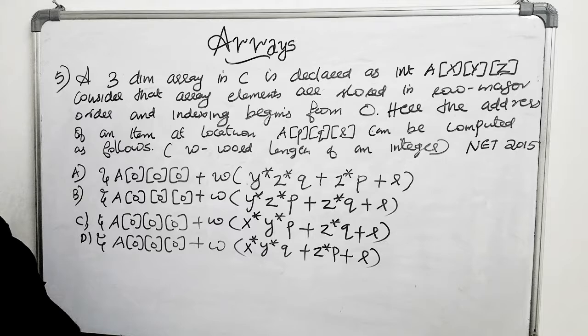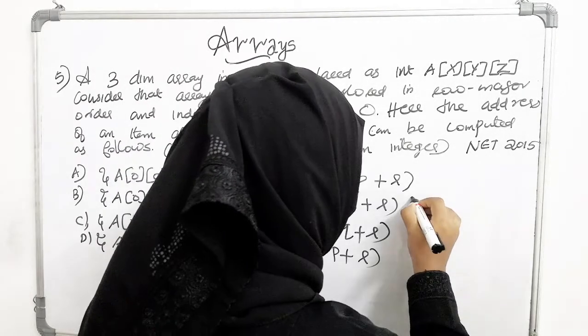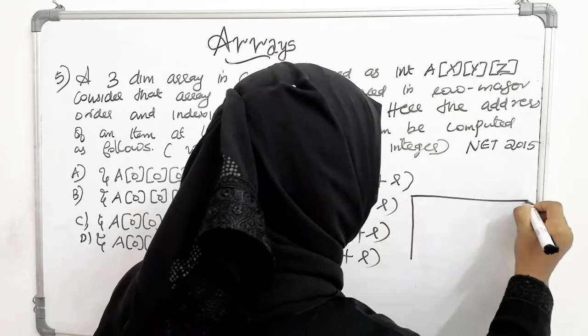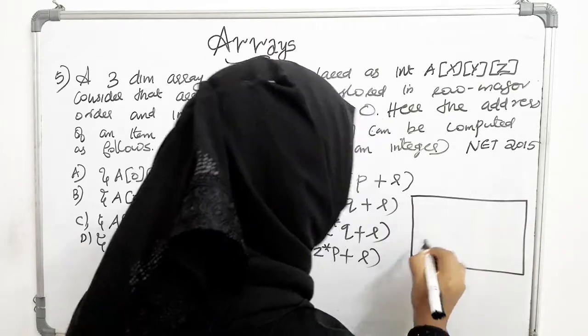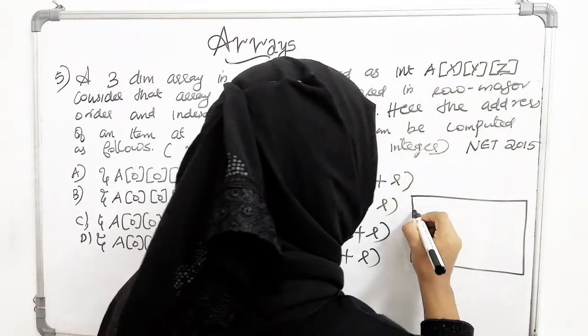First we will see the representation of a 3D array. Then it will be easy for us to crack. So see here, this array is having x rows, that is this x.